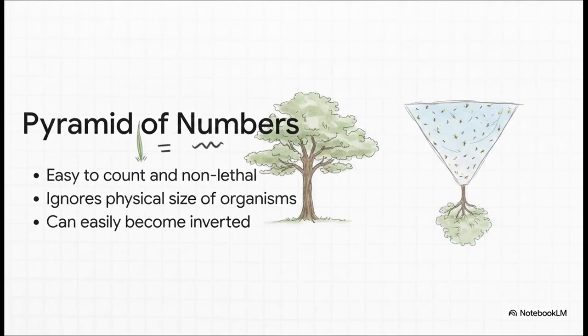Obviously, there are major pros and cons here. The great advantage is that it's fairly easy to just count things, and it is completely non-lethal to the animals, which is great. However, the huge disadvantage, it completely ignores the actual physical size of the organisms. A single giant oak tree and a single tiny blade of grass both just count as one producer. Because of this, pyramids of numbers can confusingly become inverted. Just imagine thousands of tiny parasitic insects feeding on one single large tree.